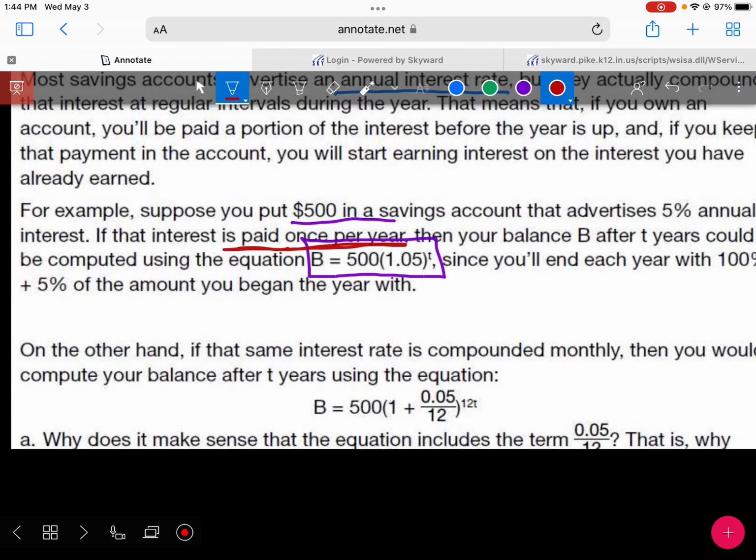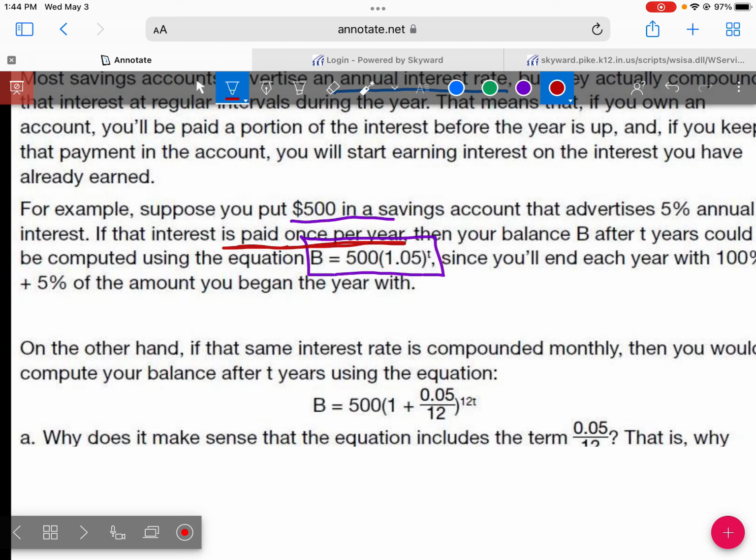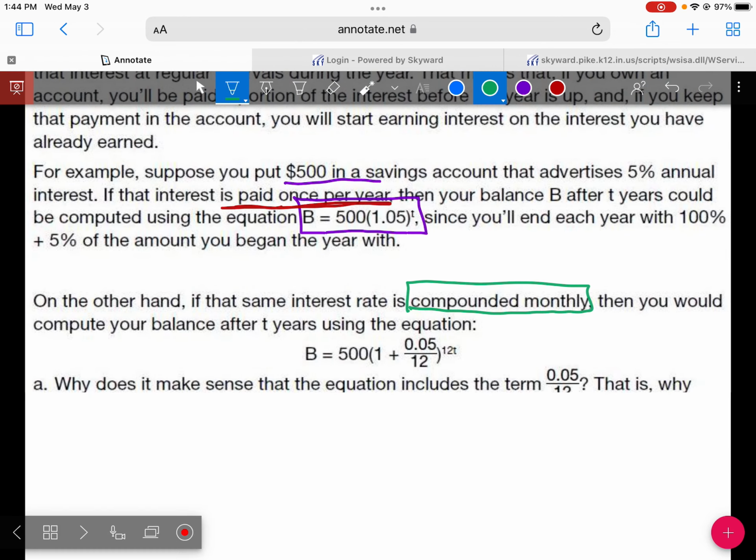On the other hand, if that same interest rate is compounded monthly, then you would compute your balance after T number of years using this equation. B equals 500 times quantity 1 plus 0.05 divided by 12 and quantity raised to the 12T power. Okay? So the differences are right here.